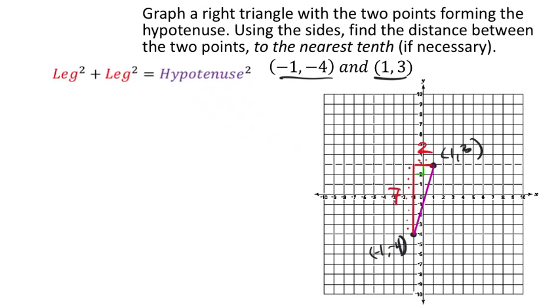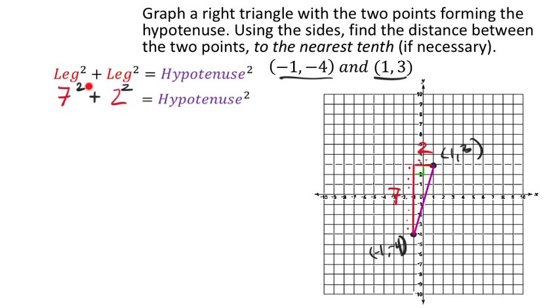There we go. And one of my legs is 7. The other leg is 2. We don't know the value of the hypotenuse. But what I can do is take the legs, square them, add them together, and I know that would give me the hypotenuse as a square as well. So this one's got rounding, so you could take the square root of both sides at this point, but I'm going to do this part by part.